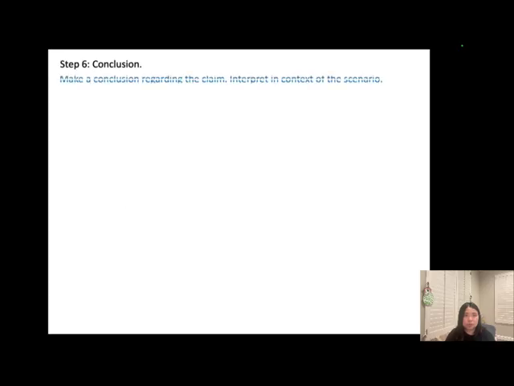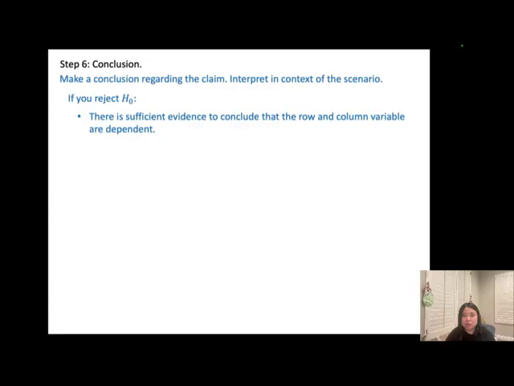Okay, last one, conclusion. When you draw the conclusion, make sure you read the claim statement one more time and interpret in context of the scenario. For example, if you reject the null hypothesis, you believe the alternate hypothesis is true. So you're going to say there is sufficient evidence to conclude that the row and the column variable are dependent.